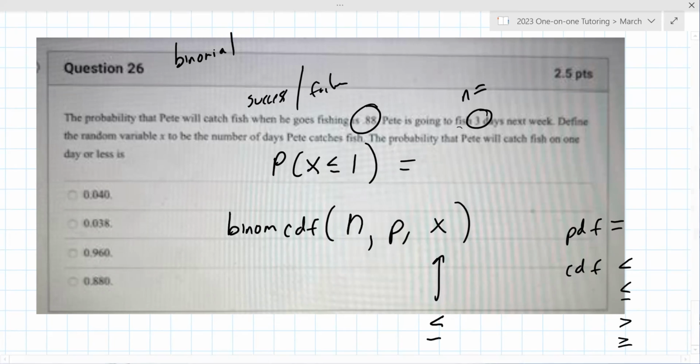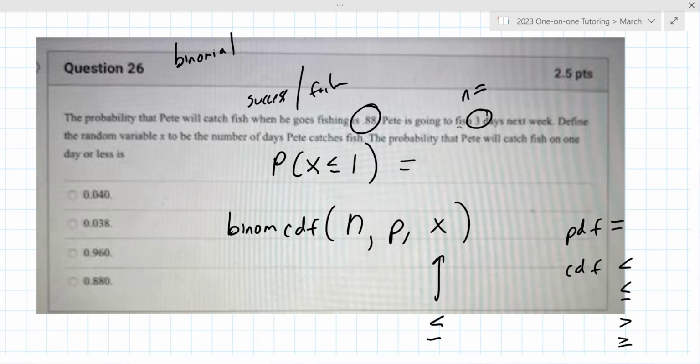So if you wanted to include that number, you have to do less than or equal to. Now, we haven't seen any weird ones yet where it was like greater than this or less than. That would change this. For right now, you can just use this as is. Your N is 3, your P is 0.88, and your X is 1 here.